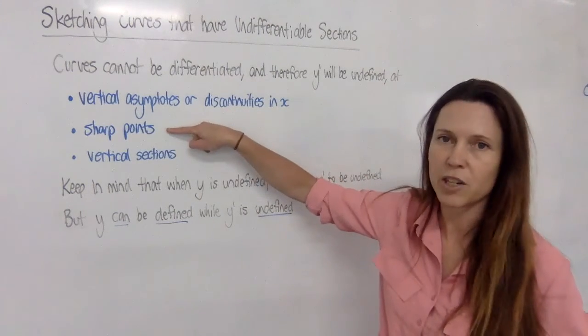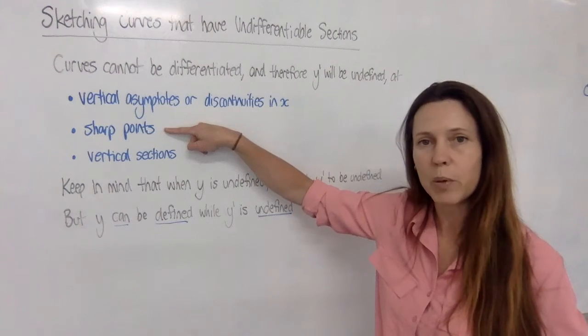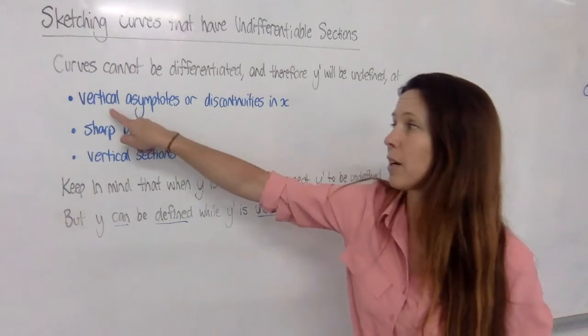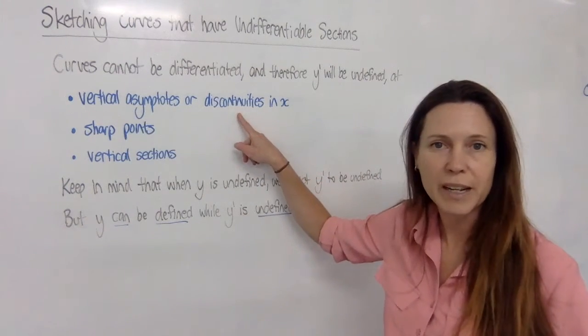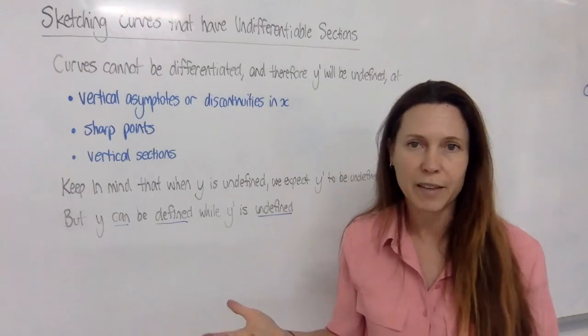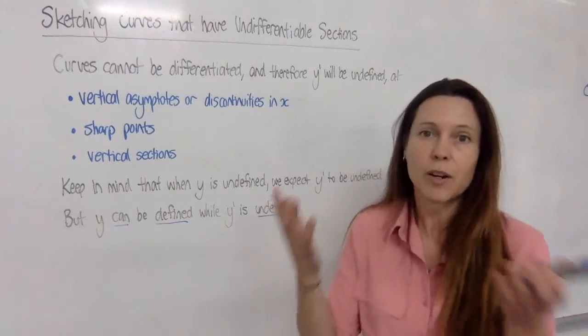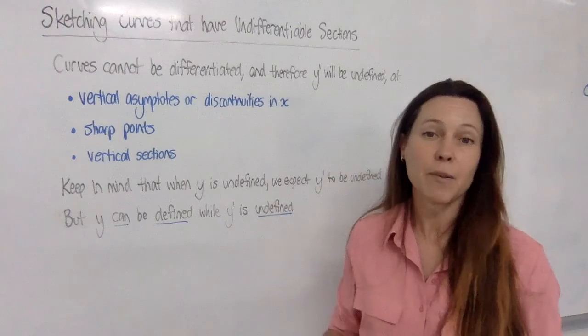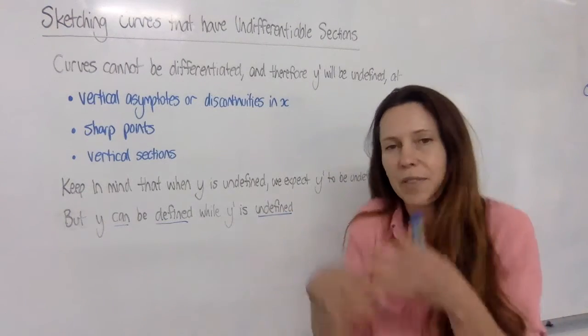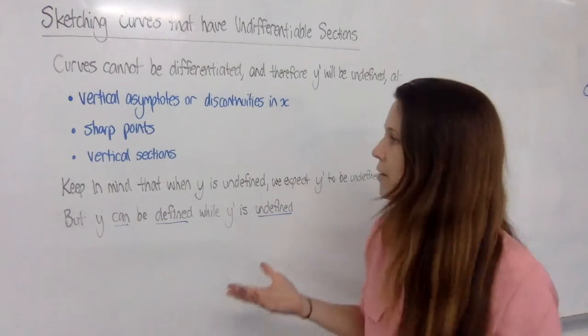And we couldn't differentiate a curve where there was a sharp point. Now, the reason's pretty obvious when there's a discontinuity in x. If there is no curve there for some value of x, there is no y value, then you can't say, hey, what's the gradient of the curve right there? Because if there's no curve, it has no gradient, right?